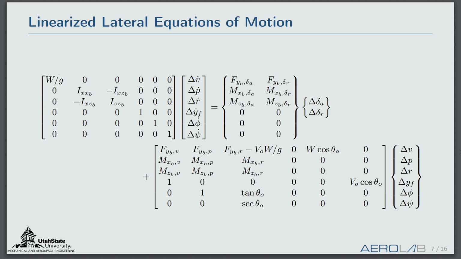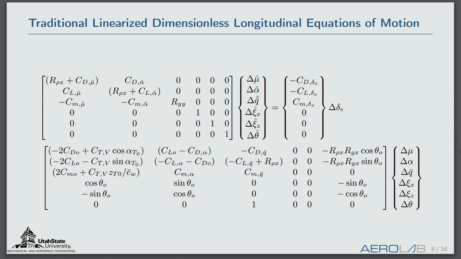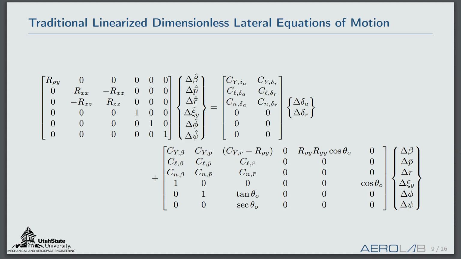And then here we have the linearized lateral equations of motion. And then what we would do traditionally is we would non-dimensionalize these using traditionally aerodynamic parameters. So for example, here we have the traditional linearized dimensionless longitudinal equations of motion, and I apologize, that's quite a mouthful. And then over here we have the traditional linearized dimensionless lateral equations of motion.